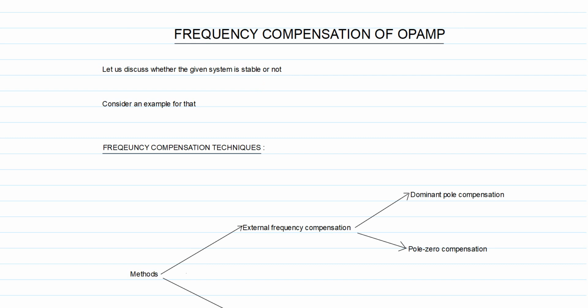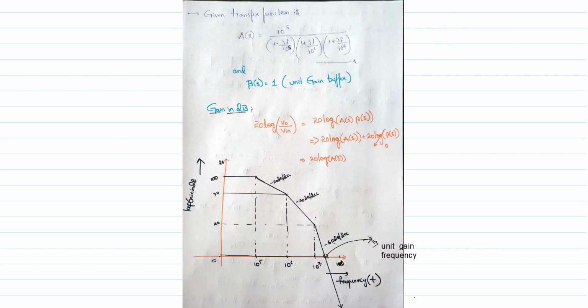Okay, let's move on. The given transfer function of an op-amp related circuit is A of s equals 10 power 5 by (1 plus jf by 10 power 5) into (1 plus jf by 10 power 6) into (1 plus jf by 10 power 6). It is a transfer function in the frequency domain. There are two types of transfer function: time domain and frequency domain.